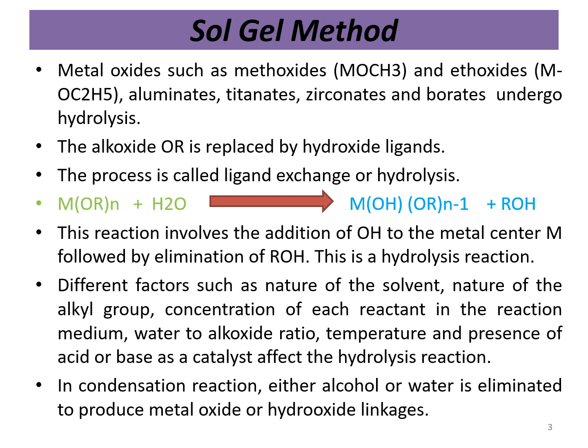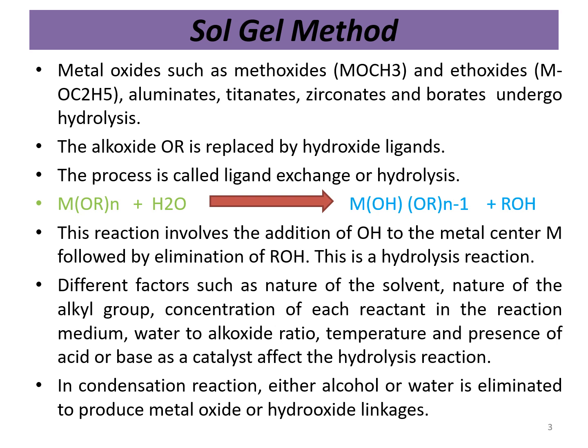These factors include the nature of the alkyl group, whether it is methoxide, ethoxide, or even an alkyl group with longer chains, concentration of each reactant in the reaction medium, as well as the water to alkoxide ratio. Water is used as a solvent and alkoxide is the reactant. At temperature, either we are doing it at room temperature or we are slightly increasing the temperature, as well as the pH of the reaction, whether the reaction is taking place in acidic conditions or in basic conditions.